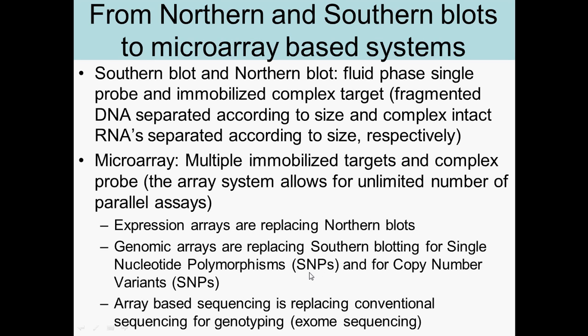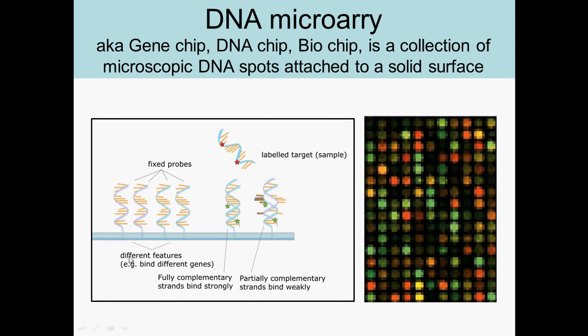So like an A is changed to a T, and if you want to detect that, you can use a genomic array. And with the arrays you can also do sequencing. So this is basically how a microarray works.